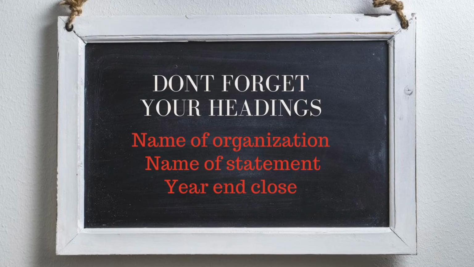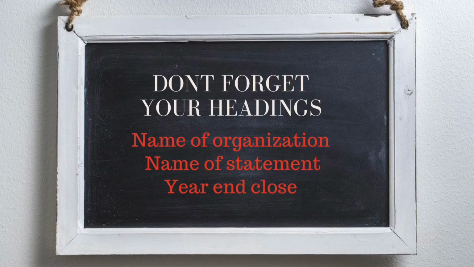Now the heading has 3 main items, and that's the name of the organization or the person if it's a sole trader business, the name of the statement, which is trading profit and loss account, and the year-end close. The year-end close is the end of the fiscal year or the end of the financial year. Usually it's sometimes December, but you have cases where some organizations have the year-end close as a period or just a month. Then you would put it based on what the question asks.